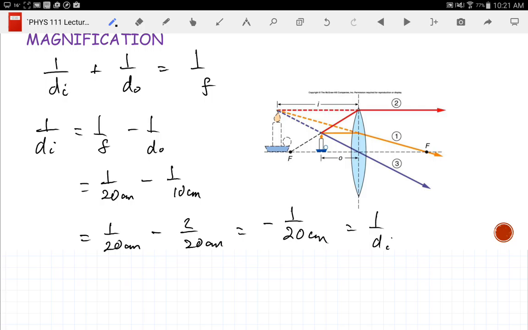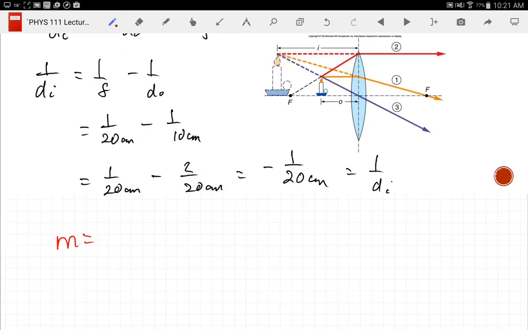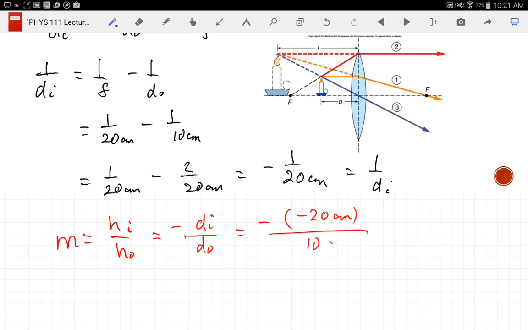It said, what's the magnification? Do you remember the definition of magnification from Monday? Okay, take that as a no because we're out of time. It's the height of the image divided by the height of the object. Well, in this case, that's always minus distance image over distance object. So in this case, that's going to be minus parentheses minus 20 centimeters over 10 centimeters. Minus a negative 20 is a positive 20, right? 20 divided by 10 is 2, equals 2. So the magnification is 2. That is, the image is twice as tall as the object. And it came out to be a positive magnification because it's upright. A negative magnification is inverted.